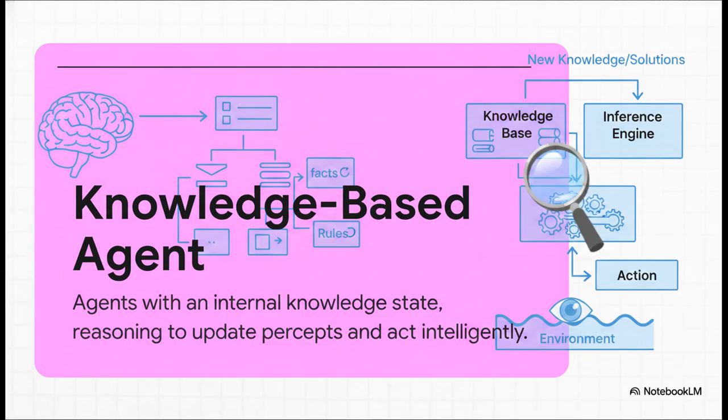A knowledge-based agent goes way beyond just reacting blindly to whatever is right in front of it. It maintains an internal state, and it's basically composed of two main parts. A knowledge base, which is essentially a set of logical sentences representing facts about the world, and an inference system, which applies strict logical rules to derive brand new sentences from the old ones.